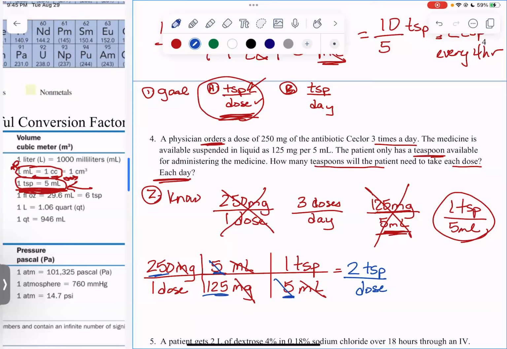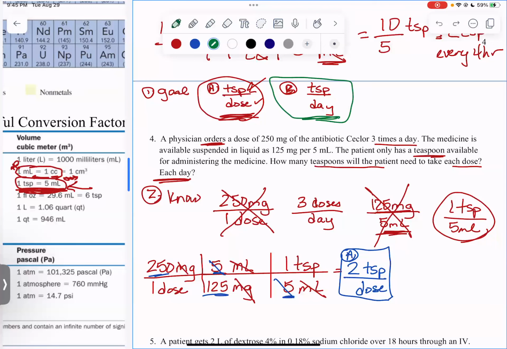Okay, so this was my answer to part A. That was our very first goal. Now we've gotten that, but we have to go in and do B. So now I need teaspoons per day. Well, I'm in teaspoons right here. I want teaspoons. So that's great. I don't need to do anything with it.